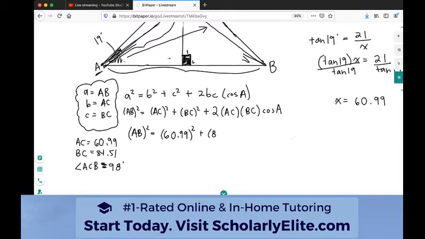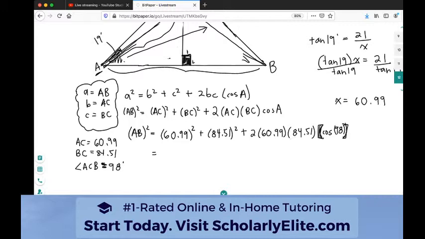Okay, let's plug everything in here. 84.51 squared plus 2 times 60.99 times 84.51 times the cosine of 98 degrees. You can do it like that if you want. Technically it's this and then square. Anyways, not going to confuse you guys. So let's get these numbers. 60.99 squared, because again, we always have to follow BEDMAS, you guys.